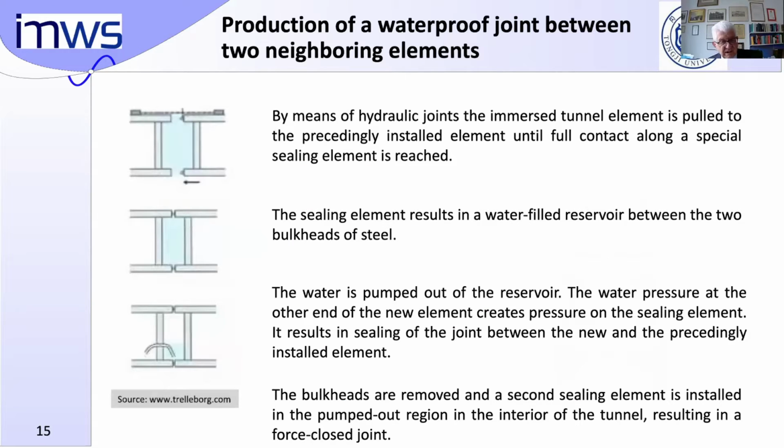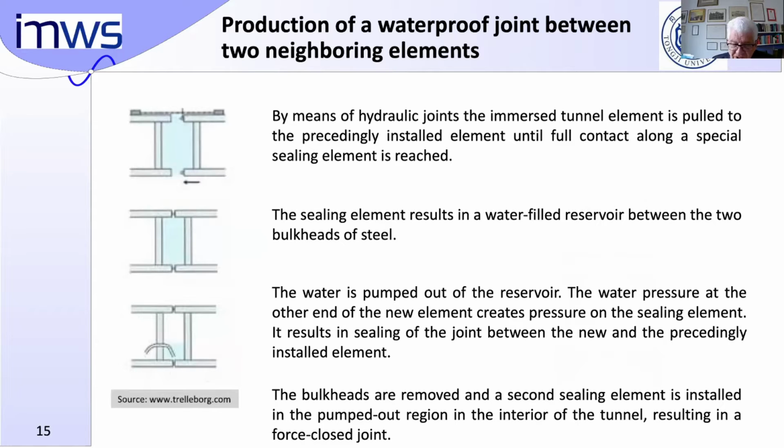Well, let's have a look at the uppermost figure. By means of hydraulic jacks, the immersed tunnel element is pulled to the precedingly installed element until full contact along a special sealing element is reached. Then the sealing element results in a water-filled reservoir between the two bulkheads, the vertical parts of steel. The water is then pumped out of the reservoir.